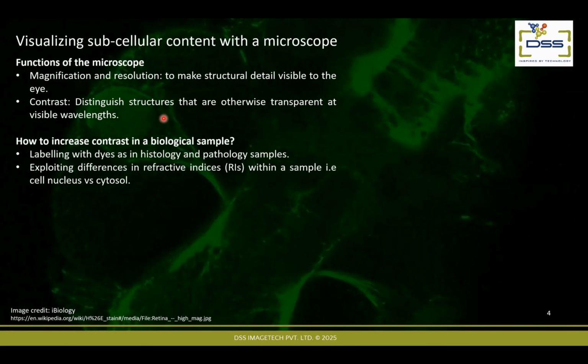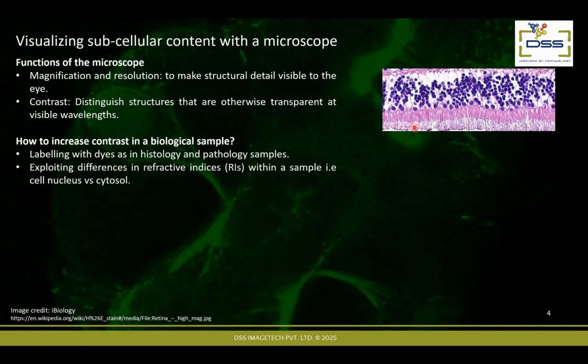To increase contrast, one way to do it is chemical staining. For example, you might have seen such kinds of images for hematoxylin and eosin staining. In H&E staining, we can label certain cell components like nuclei or some components in the cytoplasm with stains, and that generates contrast that enables us to look at different parts of the tissue or different parts of the cell. The other way to do it is to exploit differences in refractive indices within a sample.